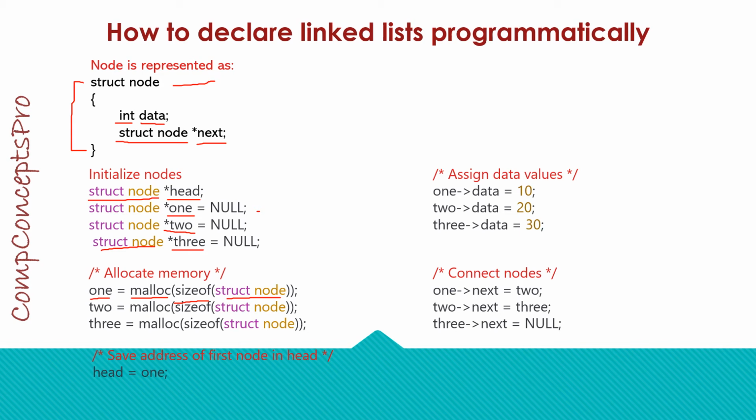Then the head pointer or the start pointer will be pointing to the first node. So we have to write this statement: head equals node 1. So this pointer will start pointing to the first node of the linked list.